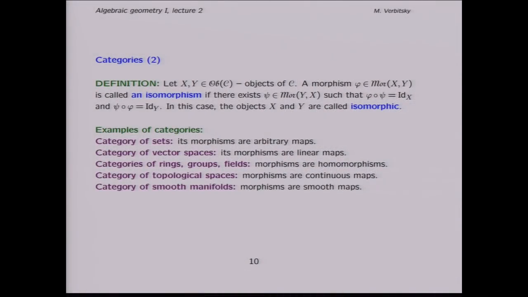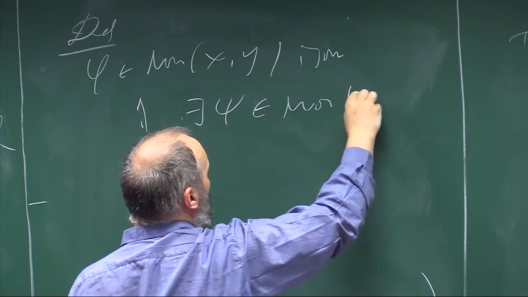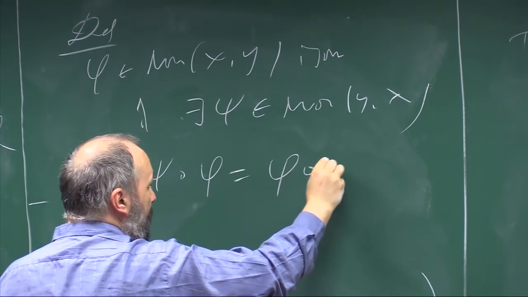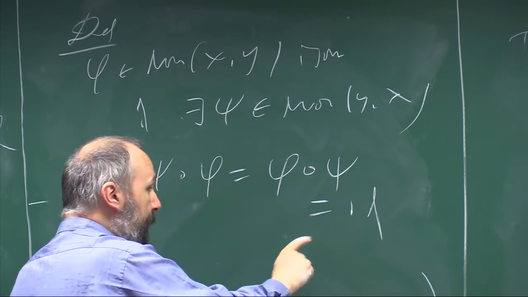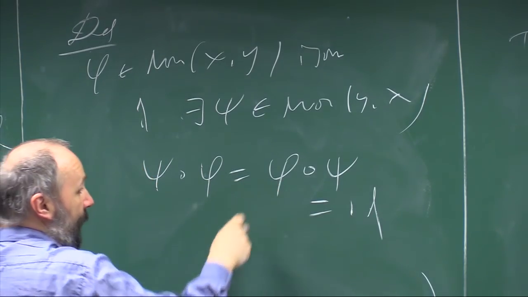Now examples. Isomorphism is something we can already define from this data. A morphism phi from x to y is an isomorphism if there exists psi, a morphism from y to x, such that psi times phi and phi times psi are identity. Of course, there are different identities: in fact, this is the identity in y and this is the identity in x.